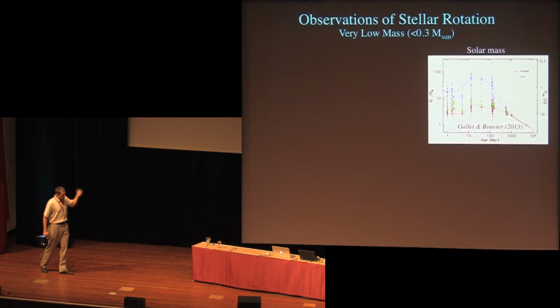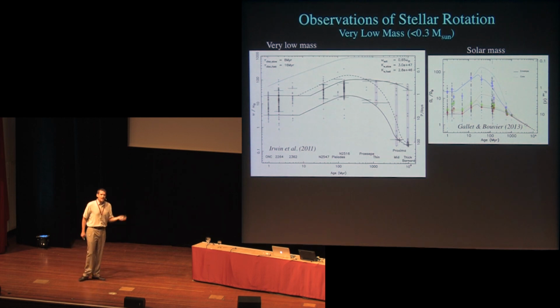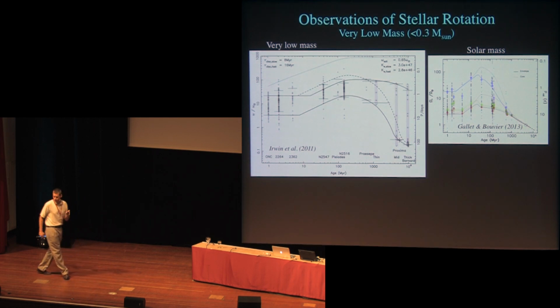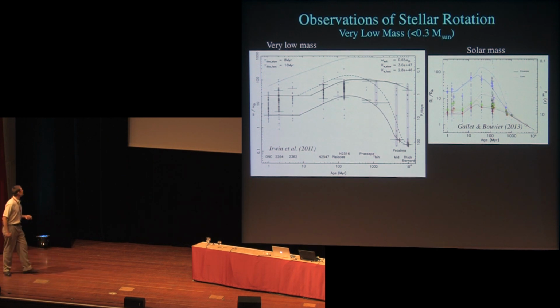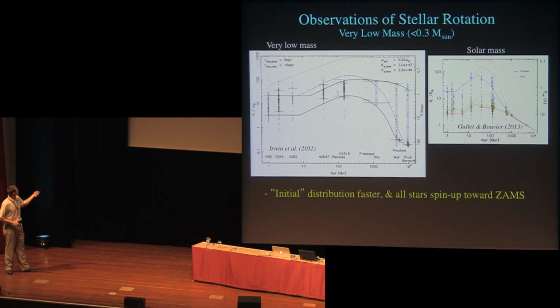But what we can do now is look at the next mass bin, below the convective limit. So these are stars less than 0.3 solar masses. They remain fully convective on the main sequence. And what we see here are a few differences. Well, some similarities. We see a broad distribution. The mean is a little faster, but we see a broad initial distribution.